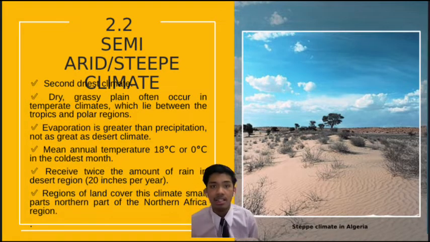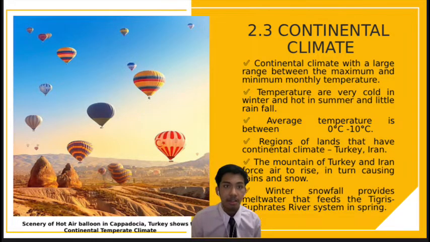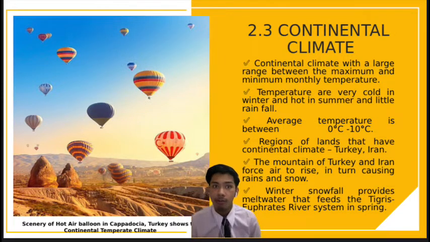As for the last climate, it is the continental climate. For this climate, the temperature is very cold in the winter, hot in the summer, and there is little rain in the fall. The average temperature is between 0 Celsius and 10 Celsius. Example regions of land that have a continental climate are Turkey and Iran. For a fun fact, winter snowfall provides meltwater that feeds the Tigris Euphrates river system.